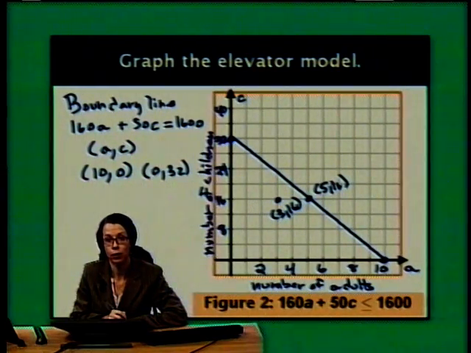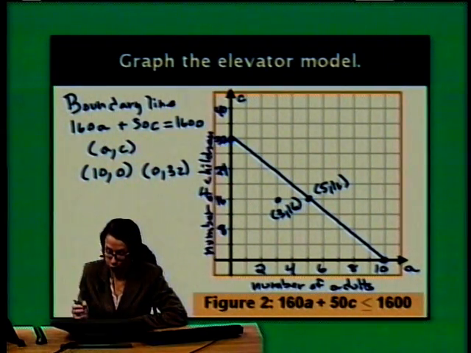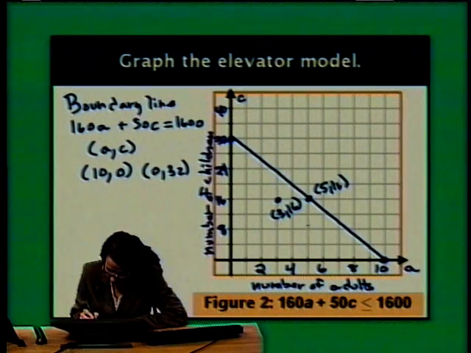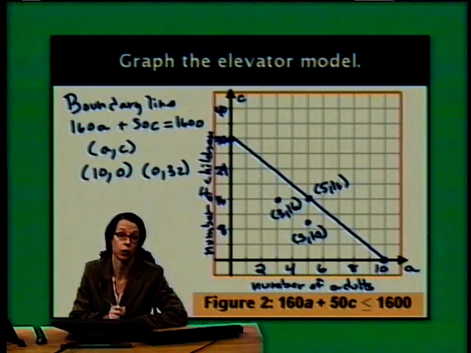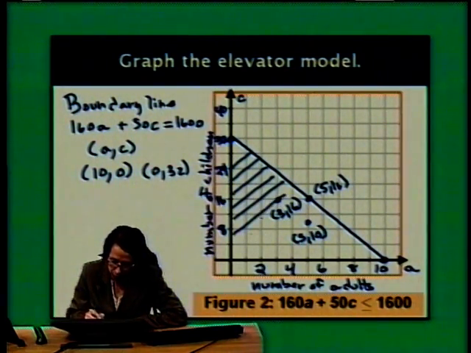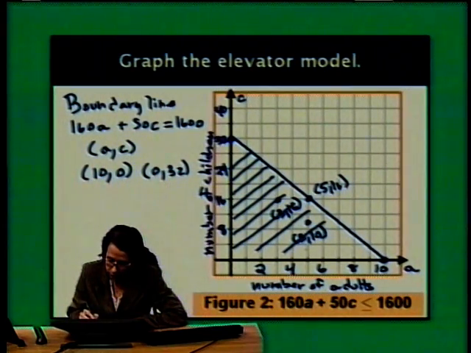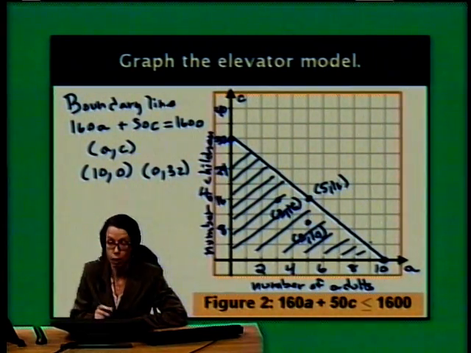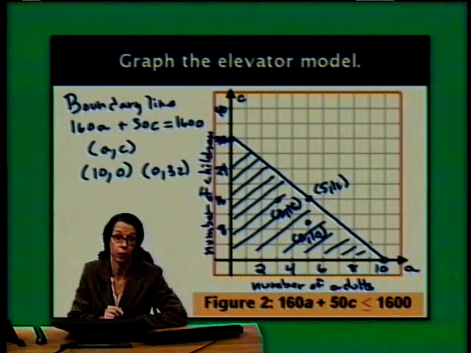The other thing I could do is if I keep 5 adults in the elevator, I could decrease the number of children. So for example, I could have 5 adults and only 10 children. That will also be in my solution set. So I'm going to shade, again, under the line, recognizing that the number of adults and the number of children have to be positive.